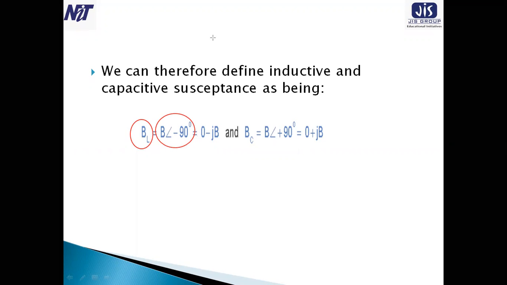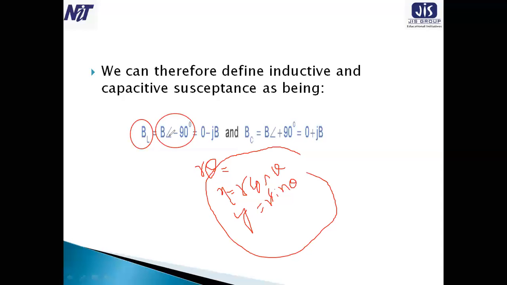I already talked on this topic several times, how to convert rectangular to polar and polar to rectangular. So it is in R theta form. You all know that X equals R cos theta and Y equals R sin theta. So using this basic formula, we can easily find that BL equals B angle minus 90 degrees, that is equal to 0 minus JB.